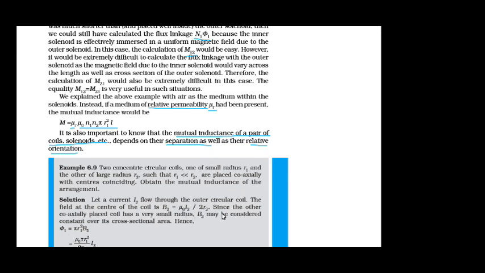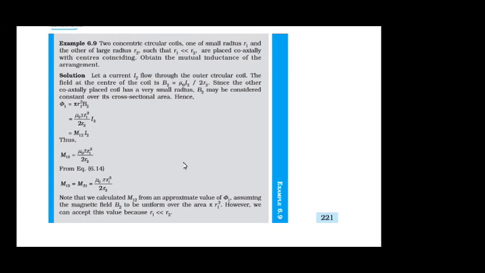by 2R2. Since the coaxially placed inner coil has a very small radius, B2 may be considered constant over its cross-section area. Hence, Φ1 is equal to pi R1 square B2. So instead of B2 we can write mu naught pi R1 square upon 2 R2 multiplied by I2. We put this value here and we get this.